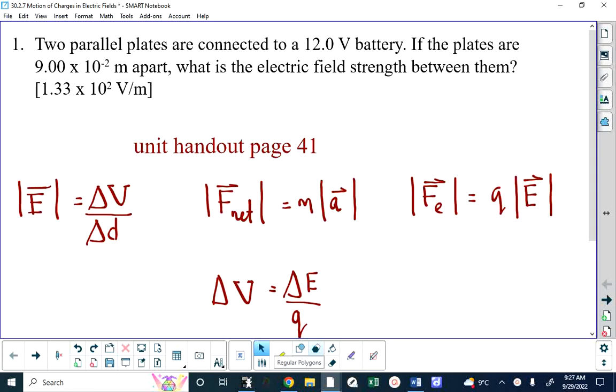So the only new thing we learned yesterday is that first formula that I have there. Electric field strength is voltage over distance between the plates. You want to be very careful looking at some of those formulas because three of the formulas have E's in them.